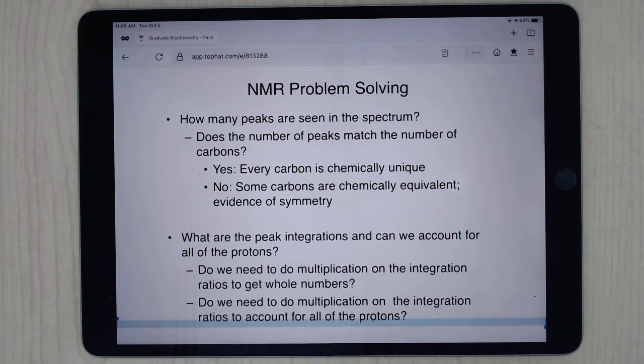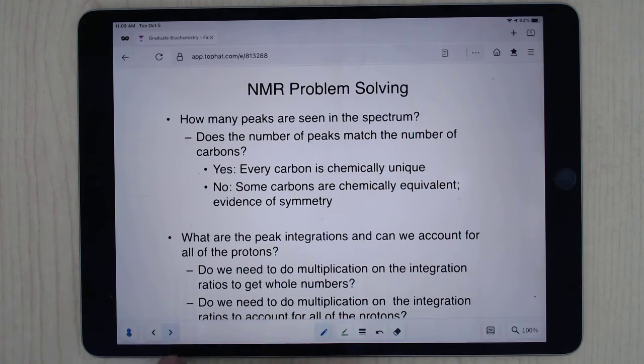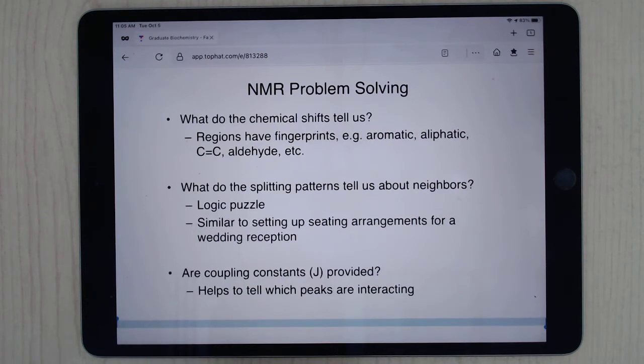But when you're actually having to solve the structure, it's good to check to make sure you can account for all of the hydrogens. Do you need to multiply, because you're just given ratios? Is there anything distinct, any distinctive regions? Particularly things like the aromatic, which are benzene, right around 7, or aliphatic, alkanes, which are below about 1.5, or aldehydes or alkenes.